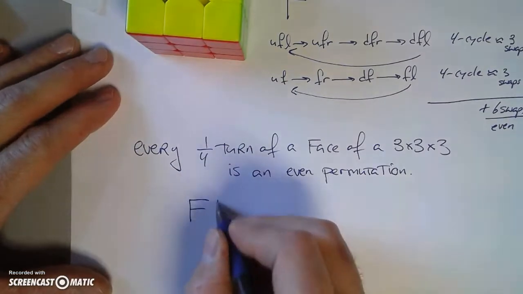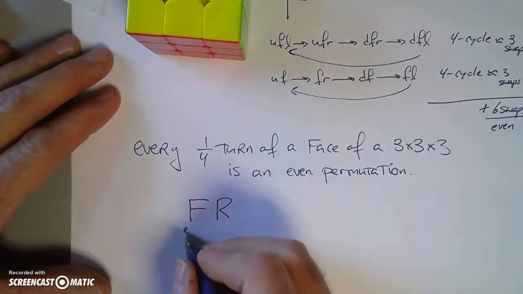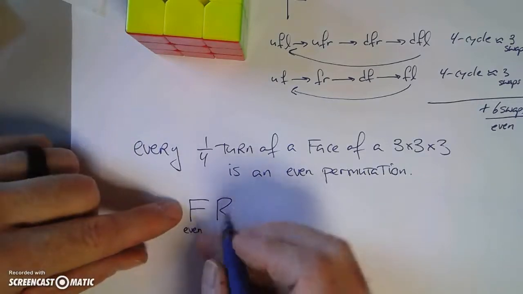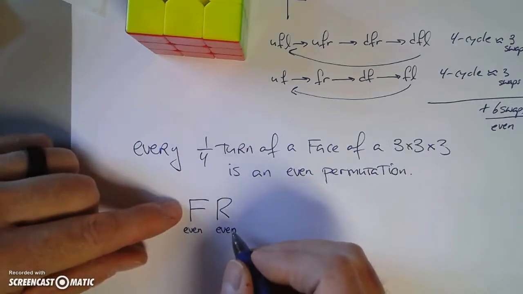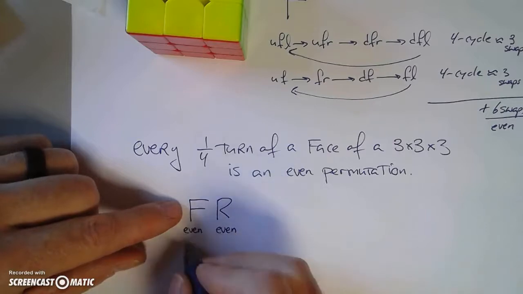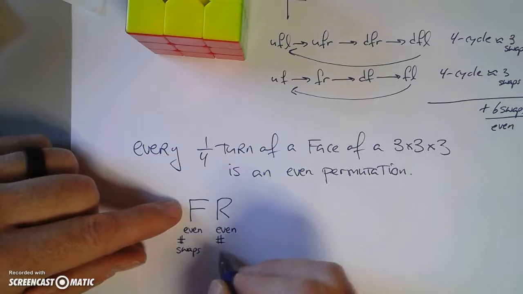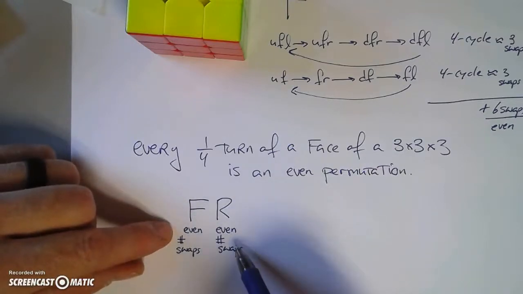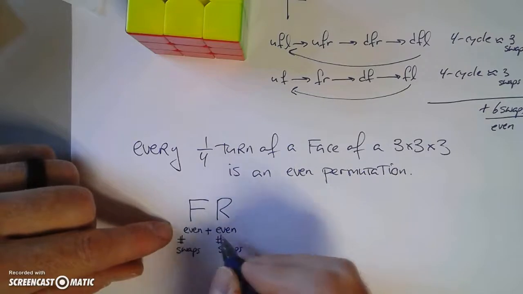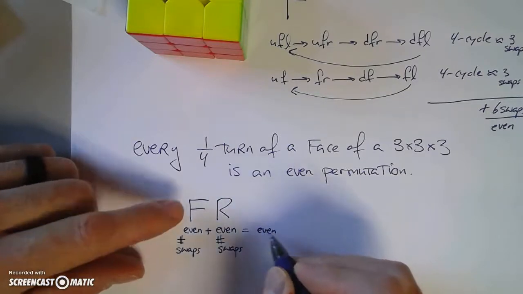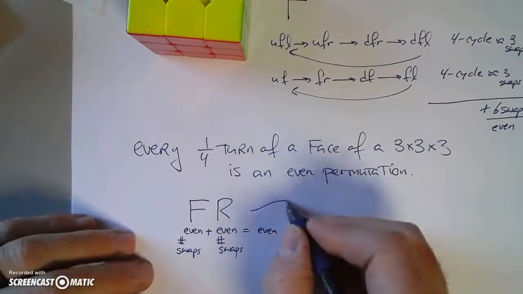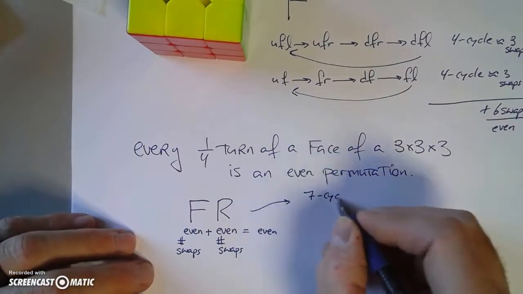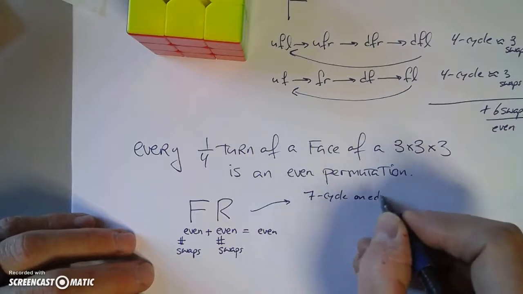Now if I were to take something like FR, well, F represents an even permutation. R is an even permutation. What does that mean? Number of swaps. F is equivalent to an even number of swaps. R is equivalent to an even number of swaps. Any even number plus any even number is even. So FR is even.